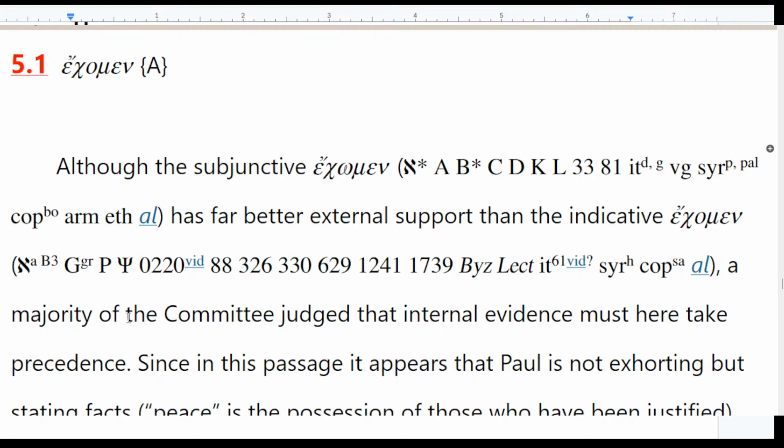Let's see, Bruce Metzger is the goat of New Testament textual criticism. Yeah, my friend, yeah, absolutely.